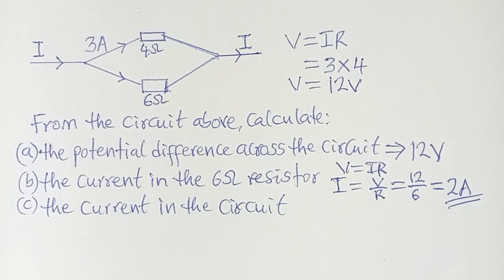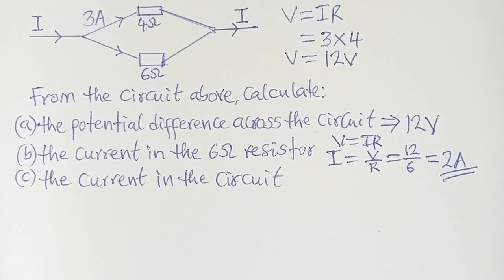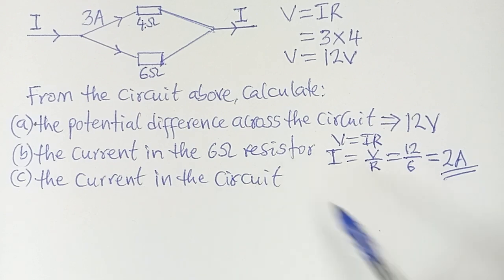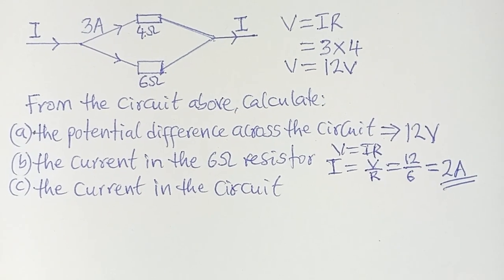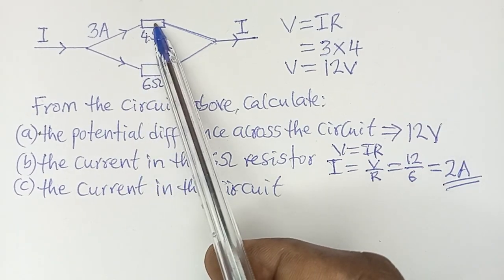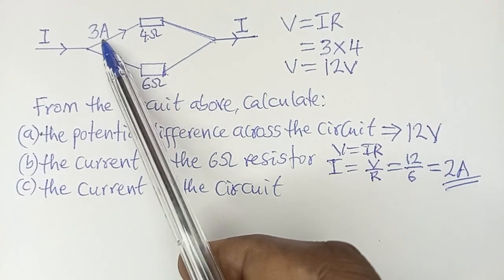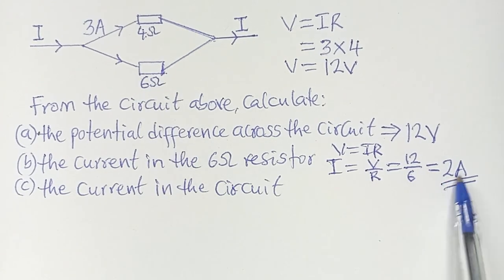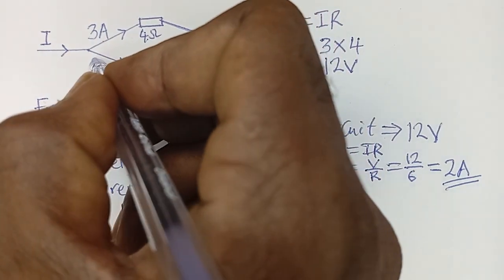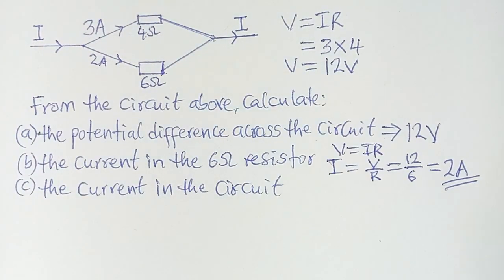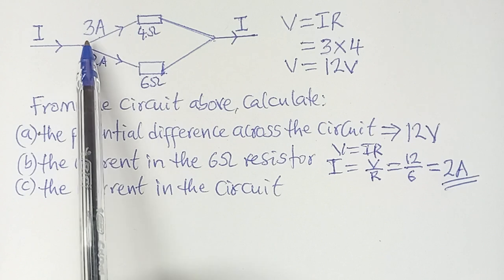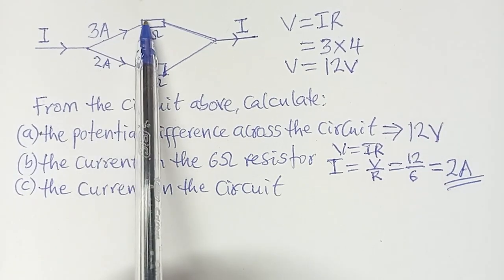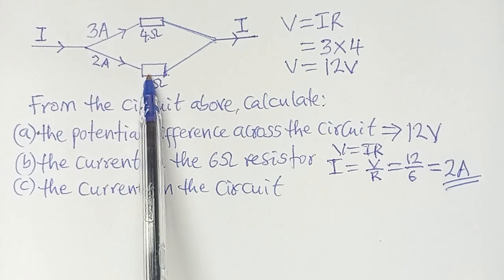And then finally, the question is asking us to find the current in the circuit. We have to calculate the current in the circuit. Now, the current across this 4 ohm resistor is 3 ampere. And we just obtained the current across the 6 ohm resistor as 2 ampere. So don't forget that it is the current in the circuit that is split between these two, that is shared between them. So 3 ampere is going to this part and 2 ampere is going to this part.